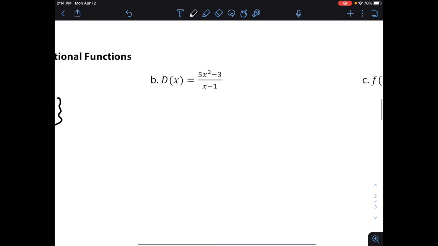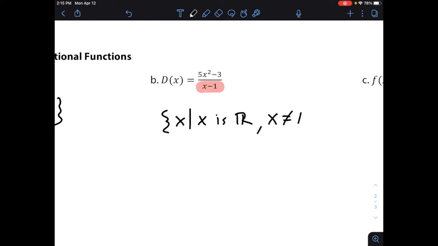For the second one, I notice I've got a denominator that has a variable in it, and if I plug in the number 1, I am going to get 0 in the denominator, so I need to exclude the number 1. So I'm going to say x such that x is real, but x is not equal to 1, or x can't be equal to 1. Some of these are really simple because we can just look at it and know it's going to be 1. In this case, it's always the opposite of whatever number is in the denominator. There's -1 in there right now, so it's always going to be the opposite.